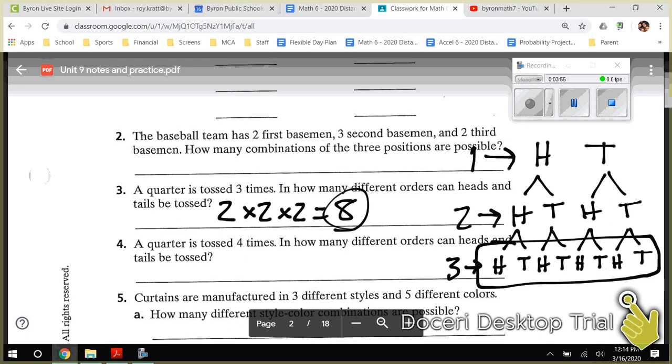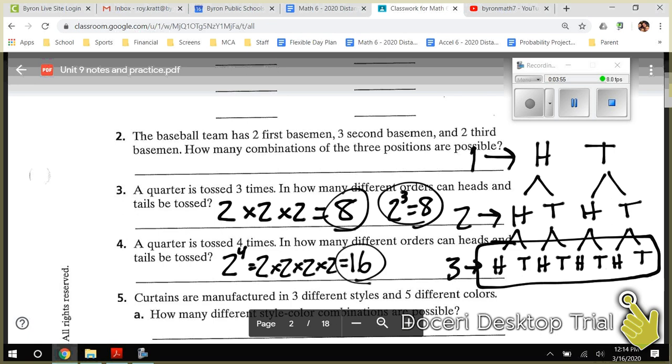Like you could say 2 to the third power equals 8, right? It's not 2 times 3. It's 2 times 2 times 2. So here a quarter is tossed 4 times. So again, that's not going to be 8. That's going to be 2 to the fourth power, which is 2 times 2 times 2 times 2, which is 16.